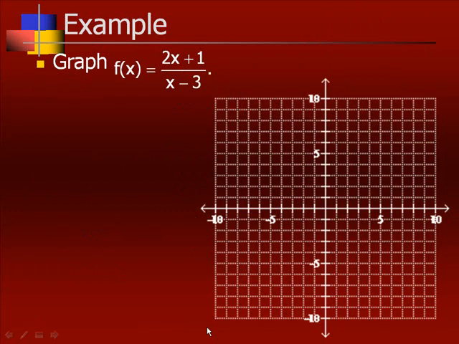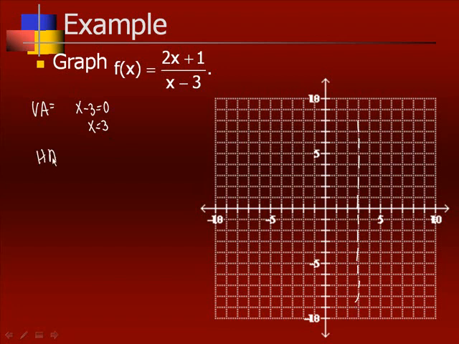Okay, let's do another one. f of x equals 2x plus 1 over x minus 3. First thing we're going to do is find our vertical asymptote. Take your denominator, set it equal to 0, and we get x equals 3. 1, 2, 3. So our vertical asymptote takes off through there.